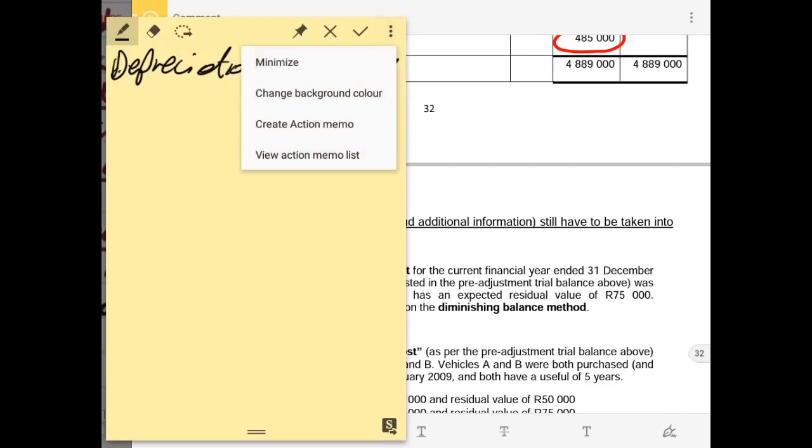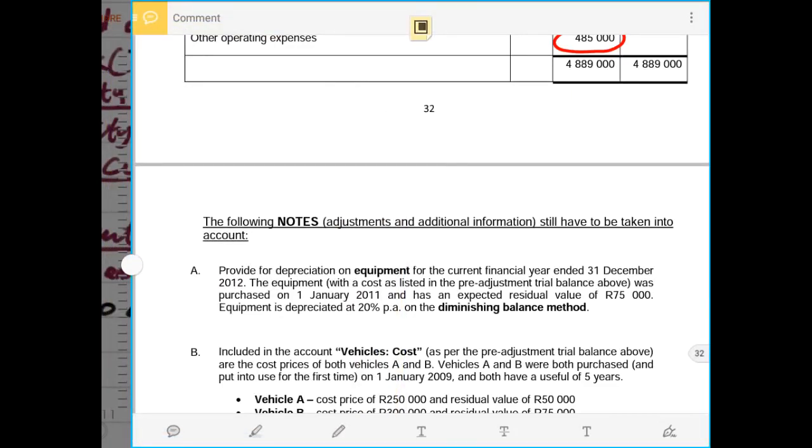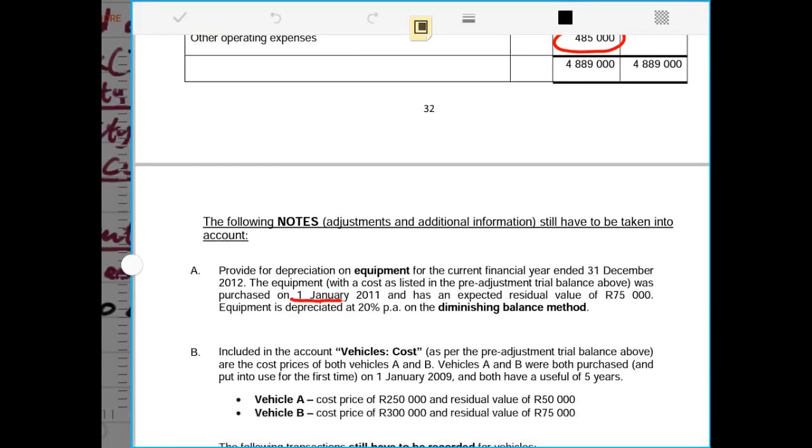And we know that the depreciation on equipment is calculated in the following manner. They say the equipment, with a cost as listed in the pre-adjustment trial balance above, was purchased on the 1st of January 2011. Remember, this is the beginning of the accounting period, and it has an expected residual value of 75,000 rands. And they say equipment is depreciated 20% per annum on the diminishing balance method.